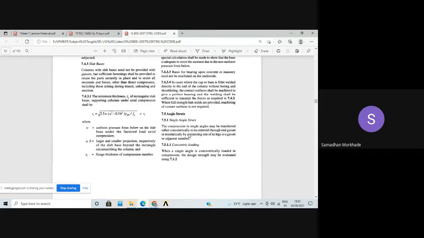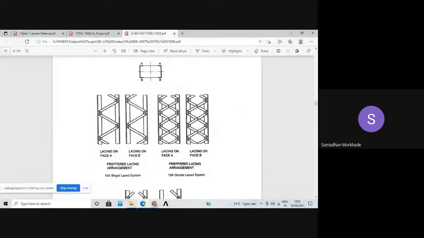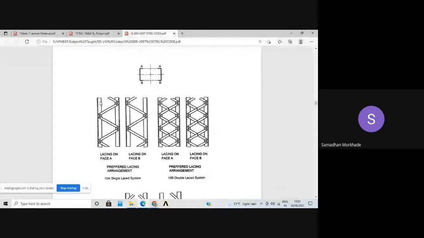Lacing and battening: see, these are the channel sections or angle sections, and these are the rectangular plates placed like this. This is a single lacing system, and sometimes if huge loading is there, people go for double lacing systems. The purpose of providing this lacing is just to keep the two sections together so that it will act as an actual built-up member. If it is not acting like a built-up section, then our purpose is not going to be solved.